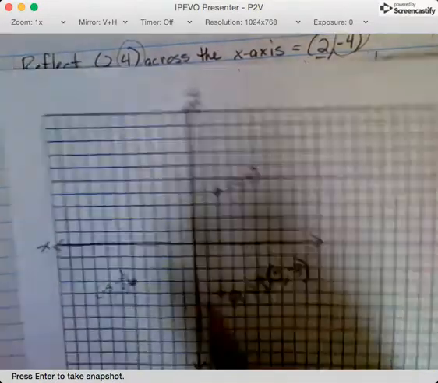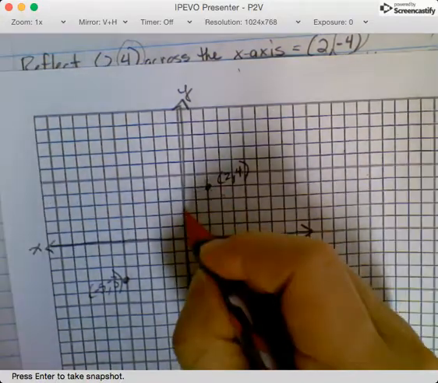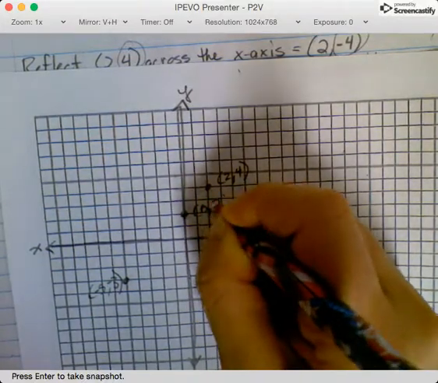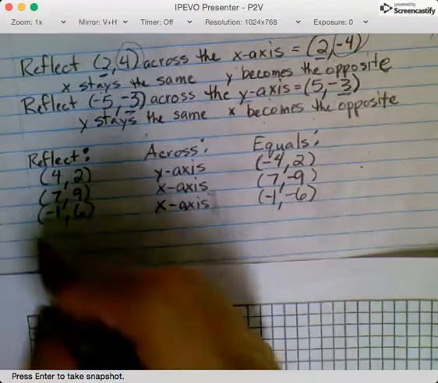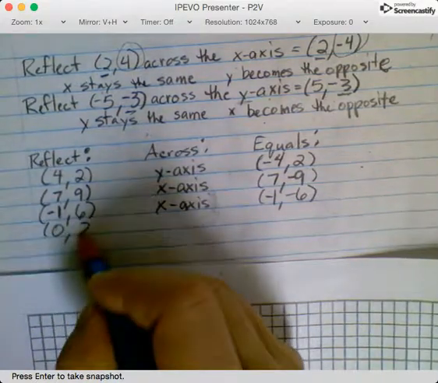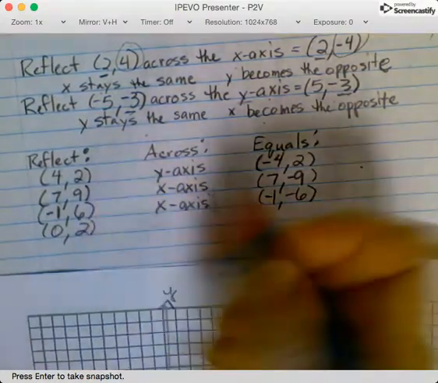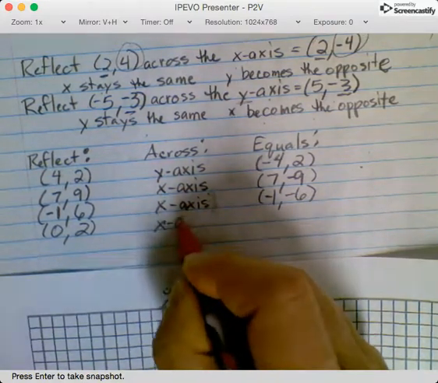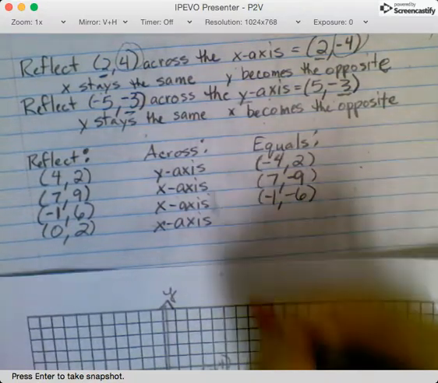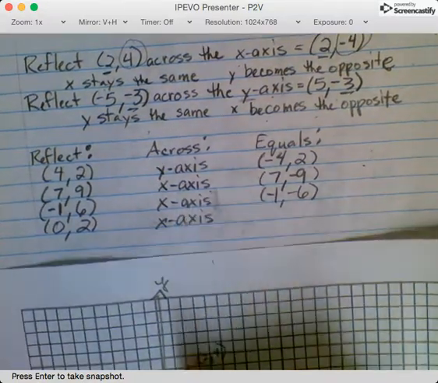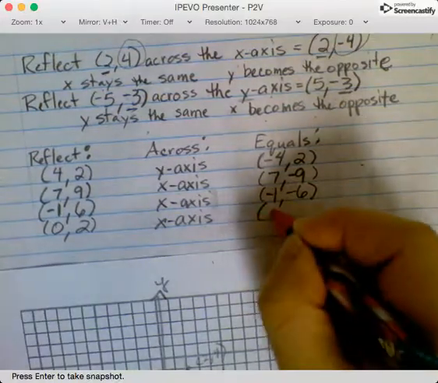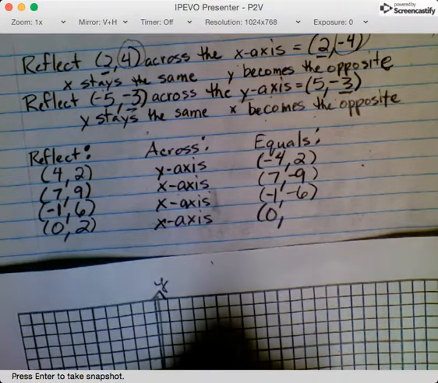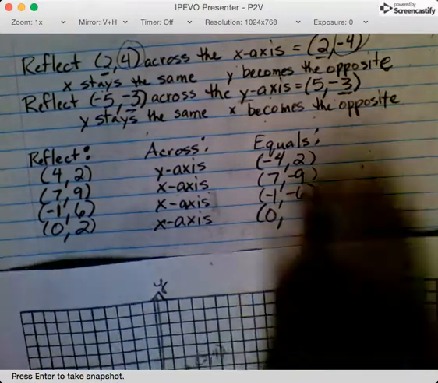Okay, now, what if we had a number with 0? So let's say we have 0, 2. And I'm going to reflect 0, 2 across the, let's do that one across the x-axis. So our x is 0, so that's actually going to stay the same. And our 2 is going to become the opposite, so we're going to go in the opposite direction.